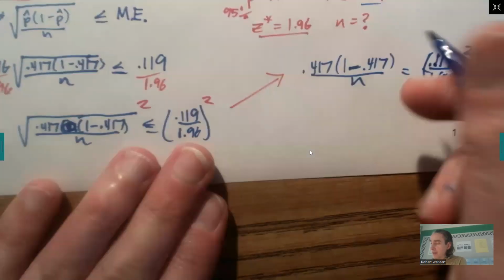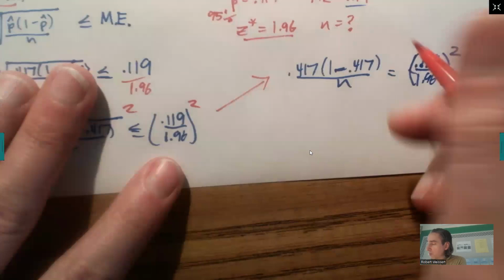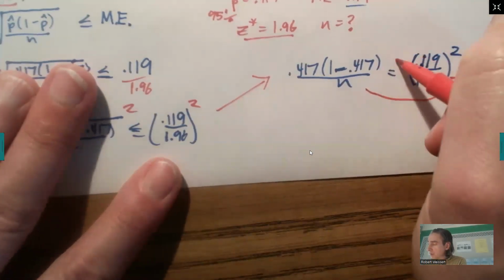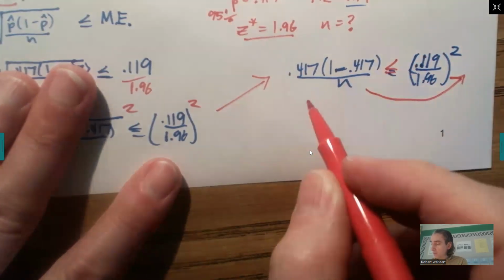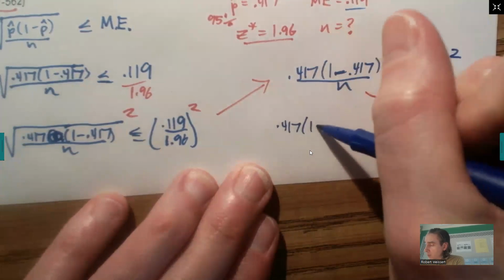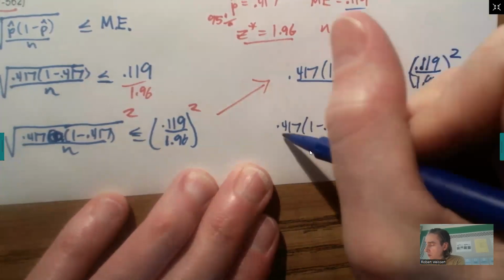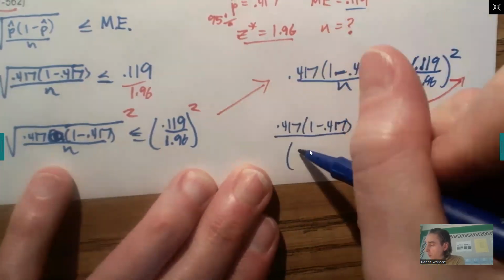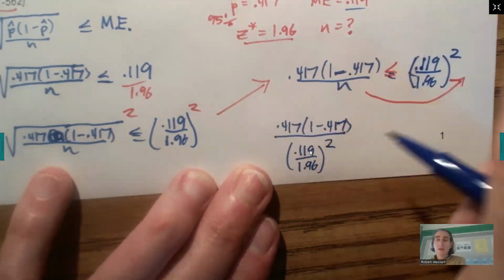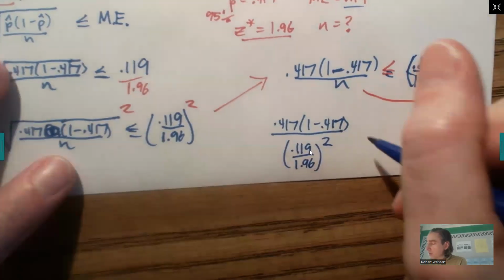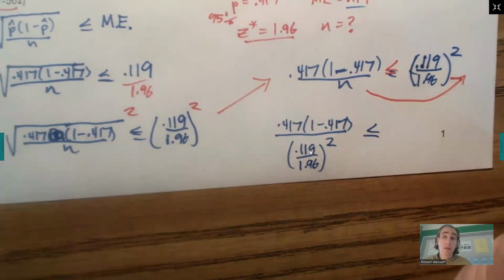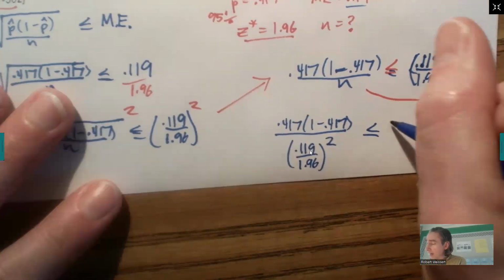At the end of the day, it's kind of a messy inequality, but the n is going to go over here. This will still stay less than or equal to, and we want to bring that down. So you should see 0.417, 1 minus 0.417, divided by all of this, 0.119 over 1.96 squared. Sometimes you're not given a proportion. In that case, you'd want to use 50%. But in this case, we actually have our value.